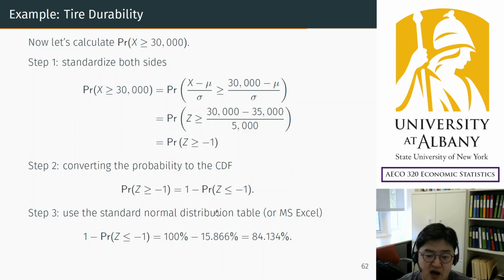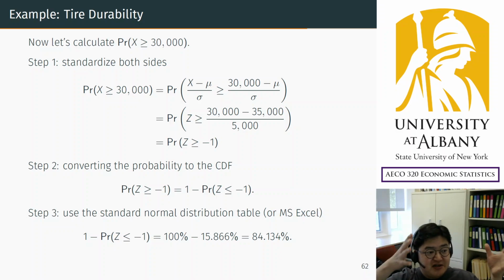And then now you use Excel to calculate this probability about the standard normal distribution. We did it earlier. So we obtained 84.134%. Okay, so the idea is clear. We are extending our steps.